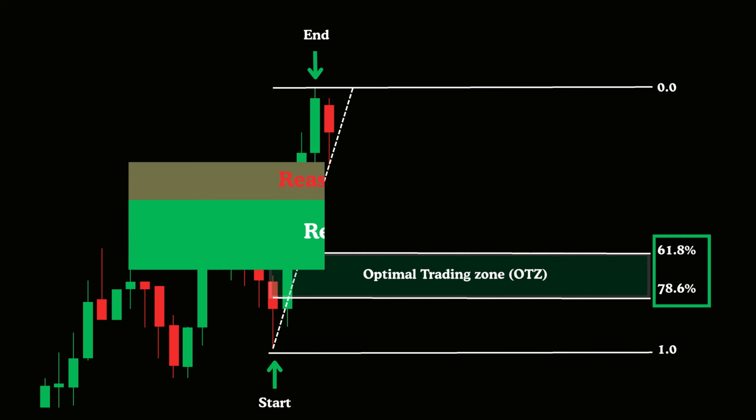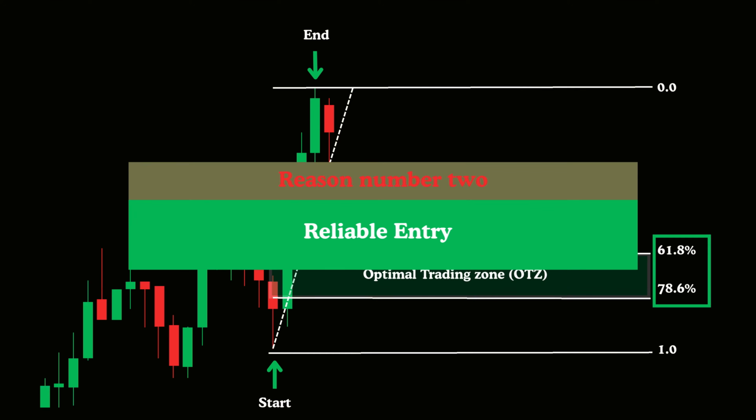Reason number two: more reliable entry. The market often hunts early buyers, using them as liquidity for the next wave.